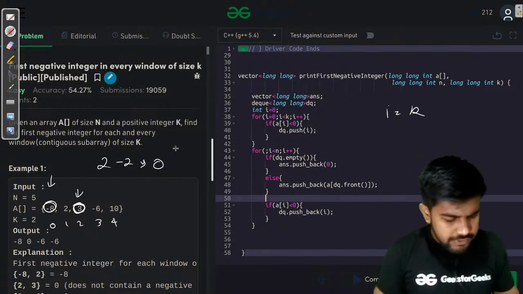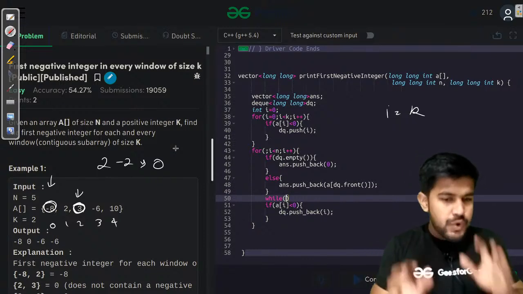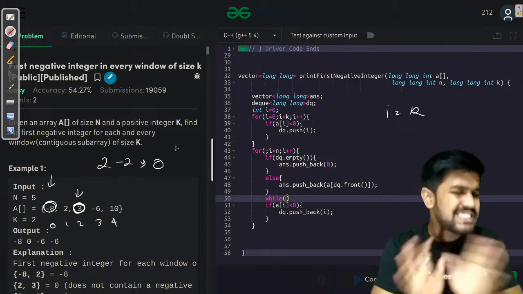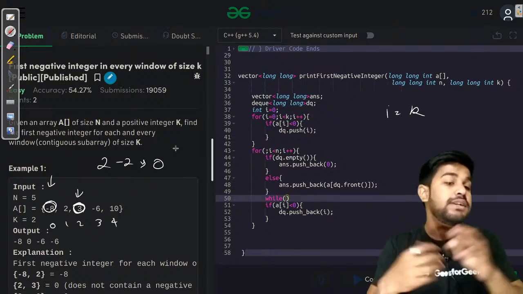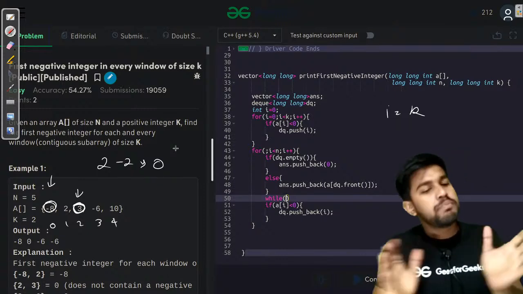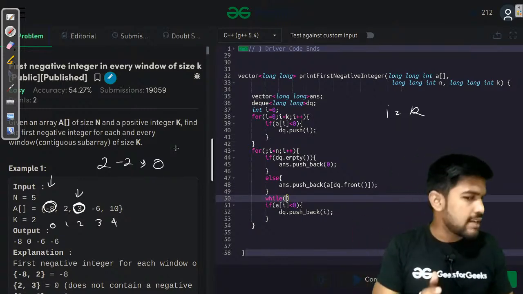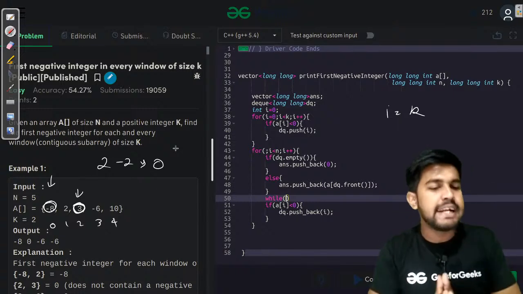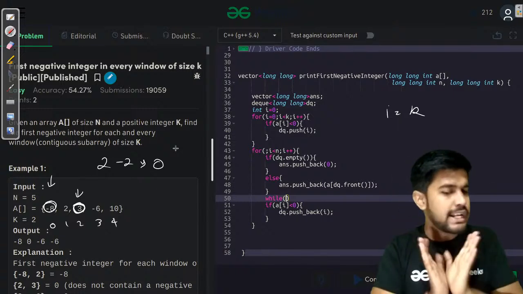Okay, fair enough. So whenever you access the front element, don't access it directly, because if the front element isn't there and you try to access it, you would get a segmentation fault. You might not get it because it depends on the compiler, but most of the time you would be getting it. Even if you don't get it, you would get an unexpected result.